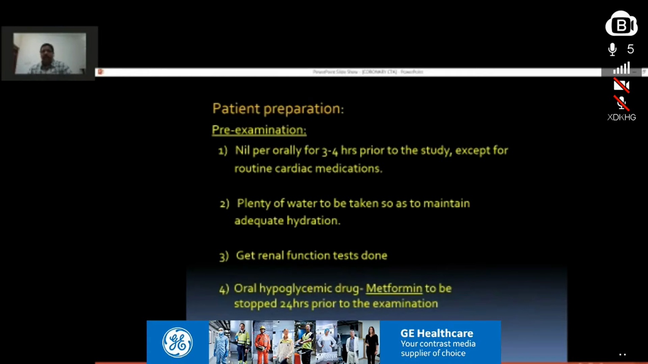A word about patient preparation. It is something similar to what you do for all contrast examinations. You have to keep patients nil orally, and ask the patients to hydrate themselves very well. This is key to prevent contrast-induced nephropathy.